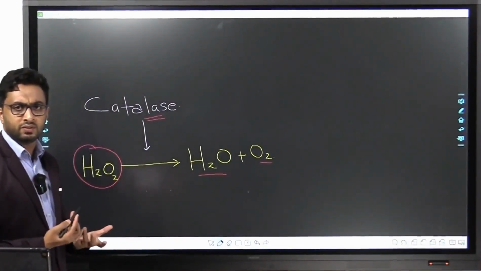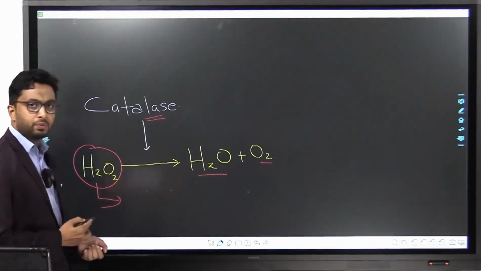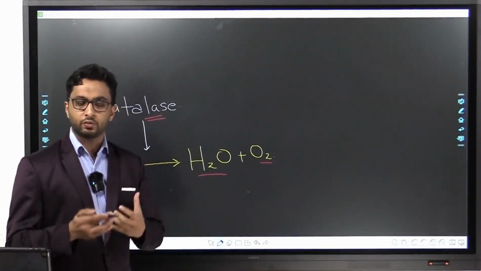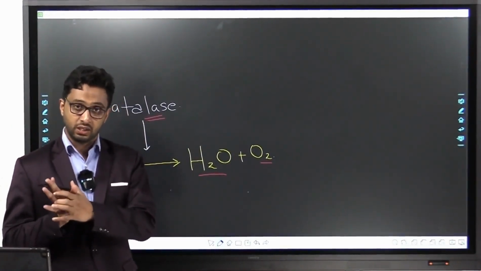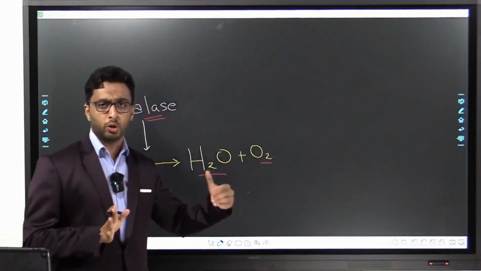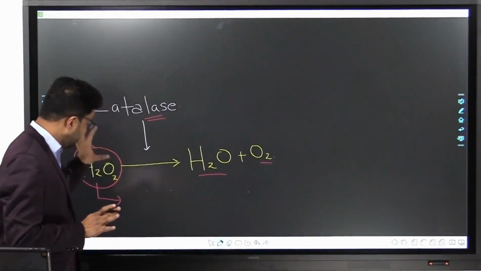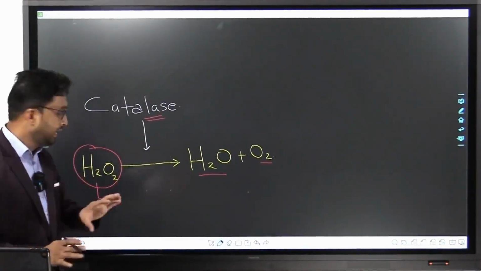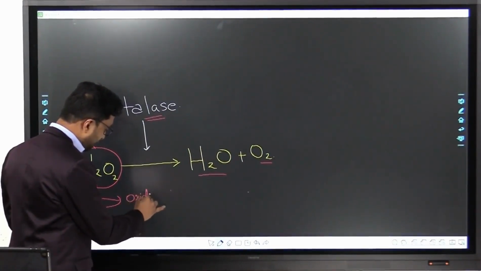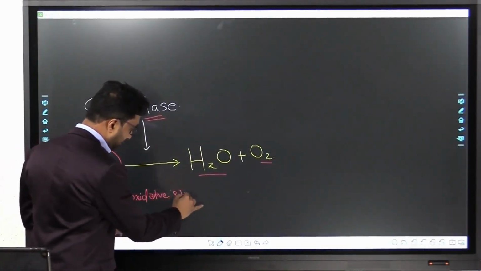Now, what is the importance of this reaction? Hydrogen peroxide in the body is formed due to various metabolic reactions taking place in our body. You will learn about this in detail when we come to biochemistry and general pathology. But as of now, just understand that this molecule is formed in the body, and it can cause oxidative stress.